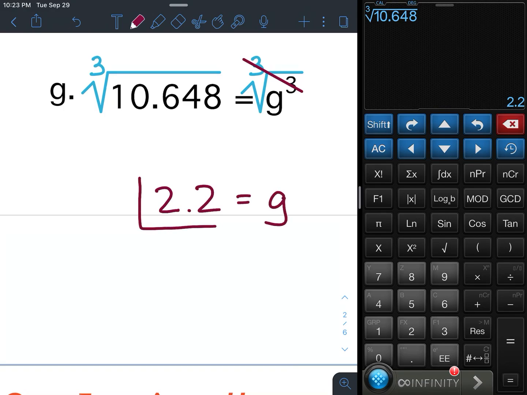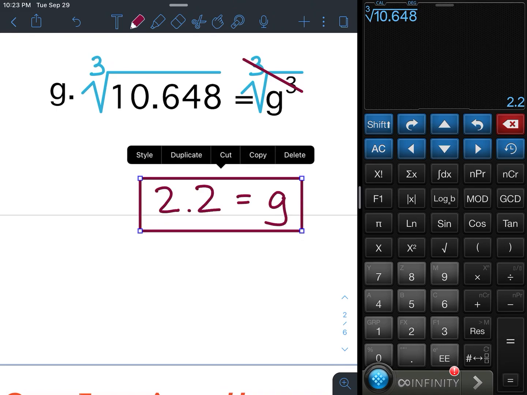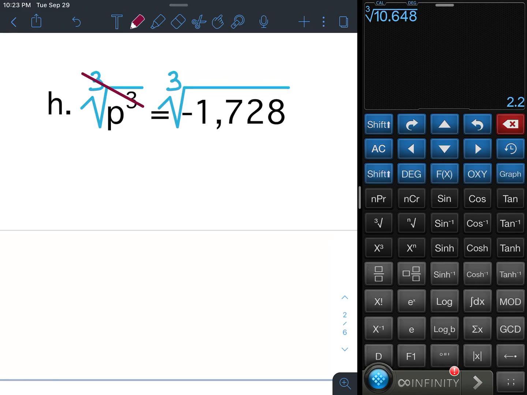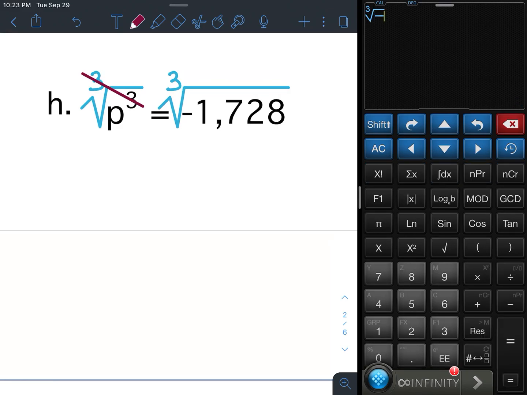Again, just like all other equations, if the variable starts on the right, keep it on the right. If it starts on the left, keep it on the left. The g started on the right, so I kept it on the right. Last problem, H. The cube and the cube root, inverse operations, cancel one another out. In the calculator, I put the cube root of negative 1,728. And I get negative 12. So p equals negative 12.